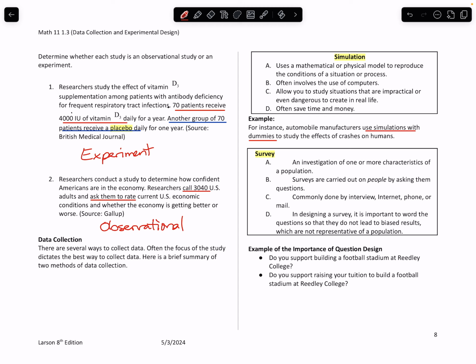Okay, so an example of that importance, right? How do we word the questions that we're going to give to people? I could ask people, do you support building a football stadium at Reedley College? Because Reedley College doesn't have its own, it uses Reedley High Schools. But if I word that slightly differently, do you support raising your tuition to build a football stadium at Reedley College? Now we're starting to get in that, I don't really know, right? I might be changing the way people respond just based off of the way we've asked the question. Okay, so we have to be careful in terms of what it is we're looking for and how can I get real, honest responses from people.